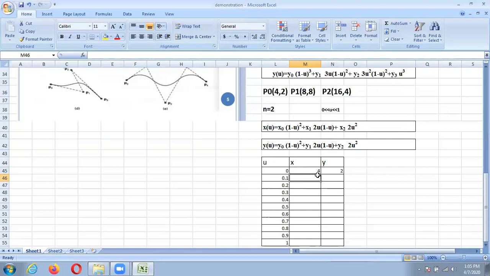Consider the value of u as 0.1 and find out x of u and y of u in a similar way, and then you will get the values of x and y till this, and after getting these values we'll plot the curve.